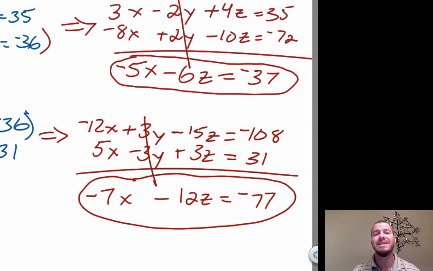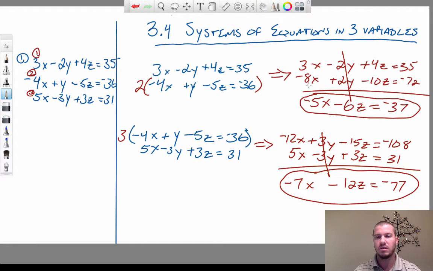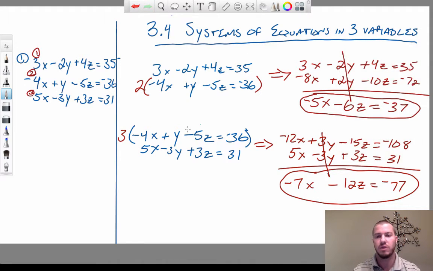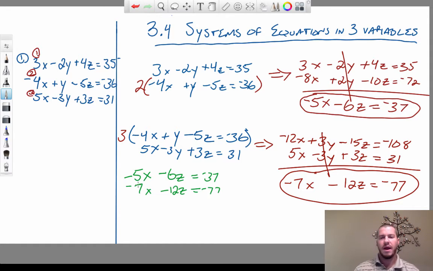And so my goal is I want to be able to find at least one variable. If I can get one variable, I can work my way back to solve for the other variables. So now that I have these two equations, I can use those to solve like we did in the last set of notes, just with two variables. So what you see here is it's going to be difficult to get 5 and 7 to cancel out, but it's pretty easy to get the z's to cancel out.